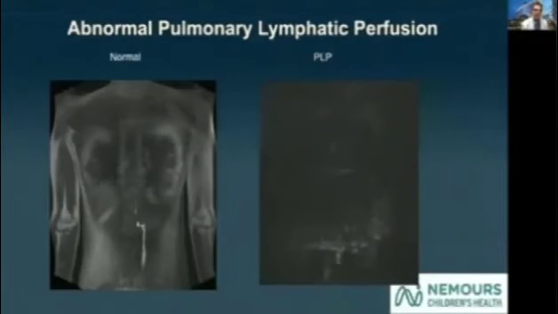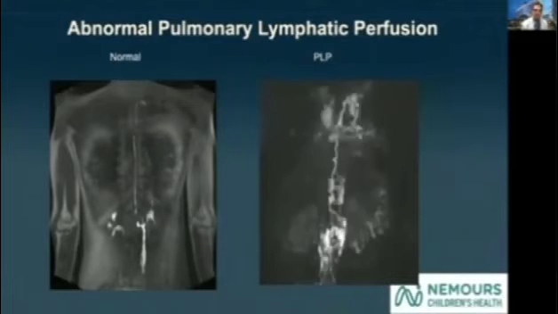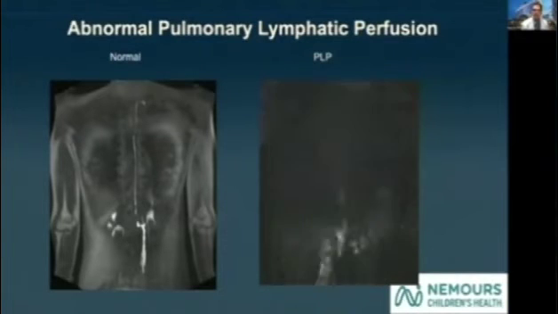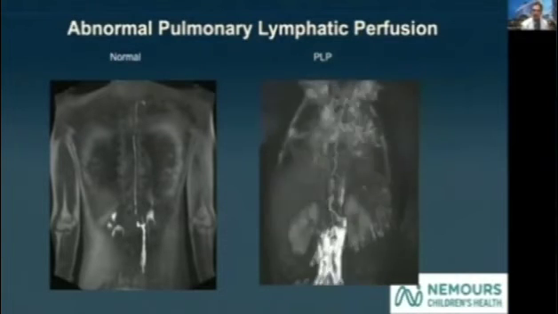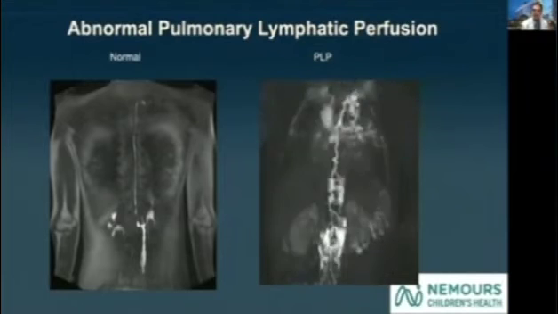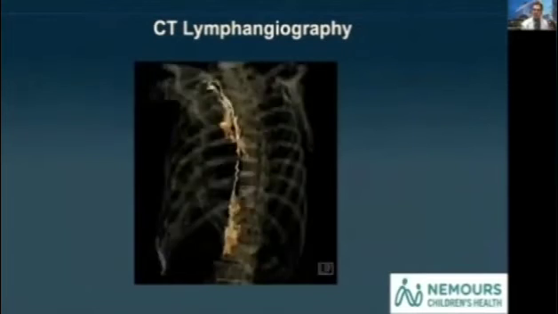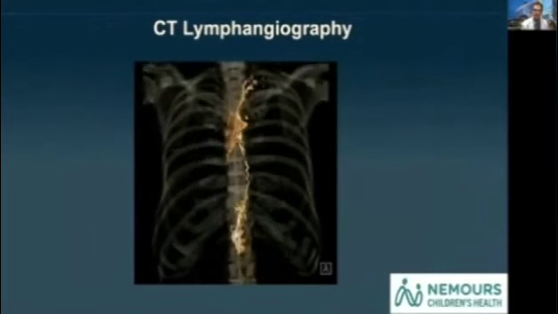What we do before we start, we do some lymphatic imaging. In this case, this is MRI, normal on the left. On the right, this is abnormal pulmonary lymphatic perfusion. Or you can do CT lymphangiography. It's as good as MRI lymphangiography. And I know that many people out there start to do this because it's much easier to set up, but it's providing pretty much the same information.